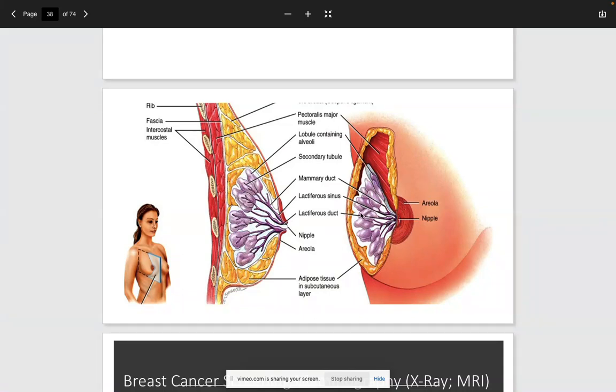These ducts can become clogged. Oftentimes they get clogged during breastfeeding, and you may have some sensitivity and pain. Usually you just do some warm compresses and continue breastfeeding, and they'll unclog themselves.